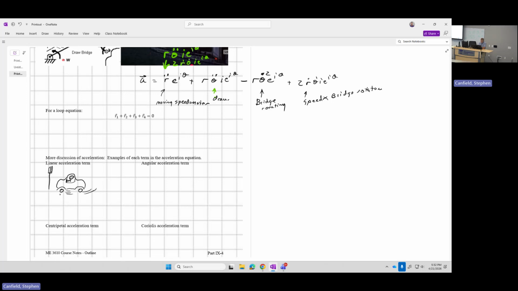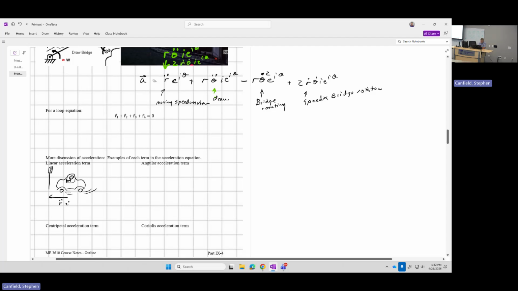Notice what's happening. They're going to have an acceleration in that direction. They're going to have an r double dot e to the i theta because this is their direction. Their theta is that. Oh, and I drew it in the negative direction. I should change my drawing to go the other way. Yeah, it's in the direction they're traveling.